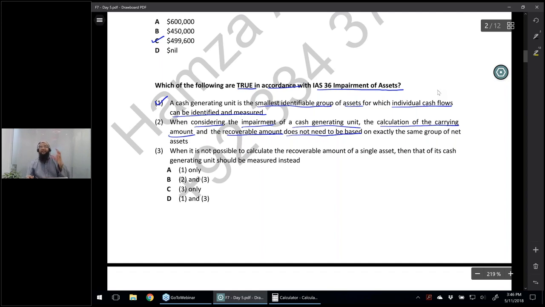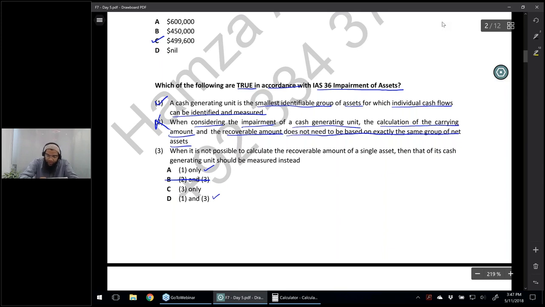So this means that we can take the carrying amount of any other group of assets and the recoverable amount of any other group of assets. Can we compare the carrying amount of one CGU with the recoverable amount of another CGU? Obviously not. So this statement is actually false. So B is not the right answer and 1 is the answer. So either A or D is going to be the answer.